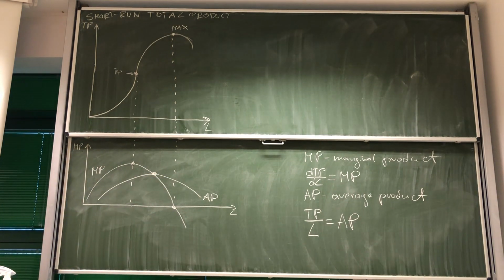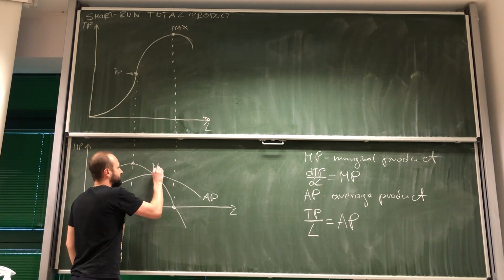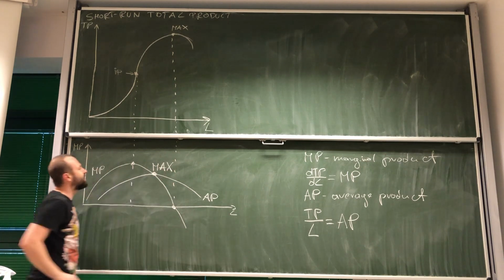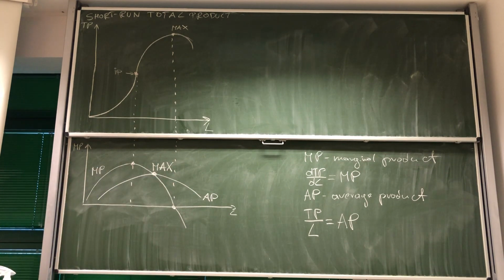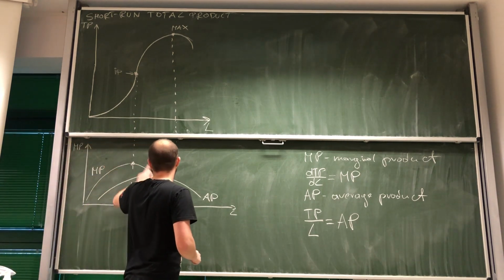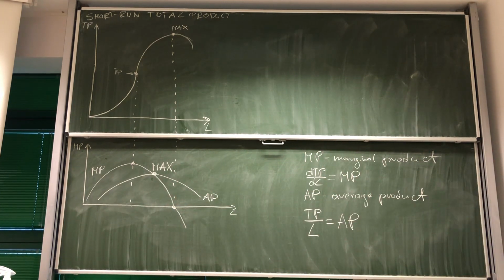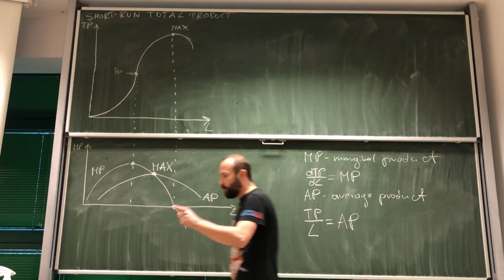But now, in this circumstance, I drew it in a very specific way. The maximum over here is at a very specific point. It is at the point where marginal product is equal to average product. You might say, of course, that this is a coincidence, but it is not. Let me now prove it to you.